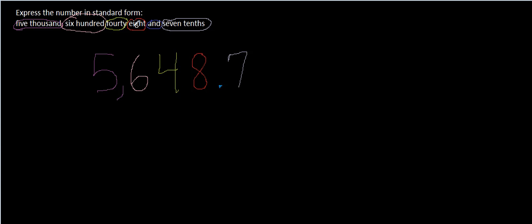So the number in standard form of 5,648 and 7/10 looks like this: 5,648 and 7/10, which if we wrote it in one single color would look something like this: 5,648 and 7/10.